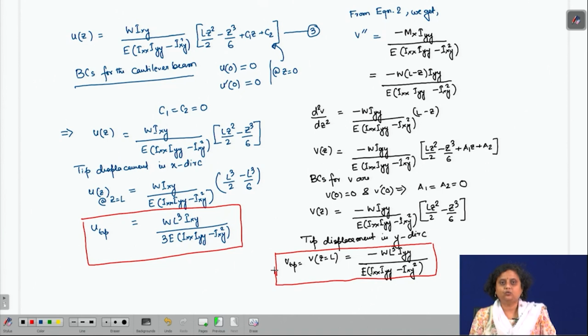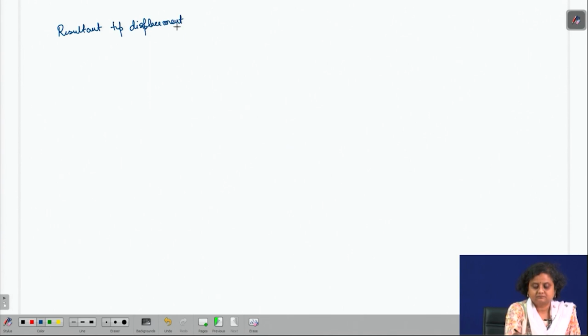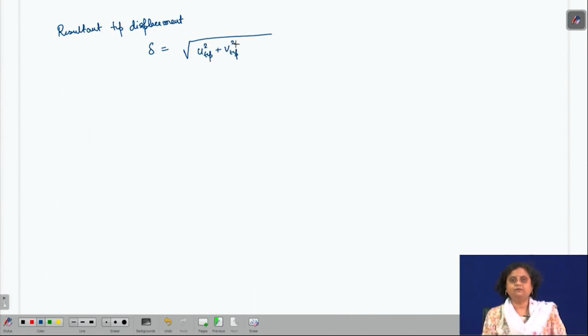Now, in order to find out the total displacement or deflection at the tip, we need to take the resultant of these two displacements, and therefore we can see that the resultant tip displacement delta is going to be the square root of u tip whole square plus v tip whole square, because u and v are the displacements in x and y direction, and therefore they are perpendicular to each other, and the resultant tip displacement is going to be the resultant of these two.